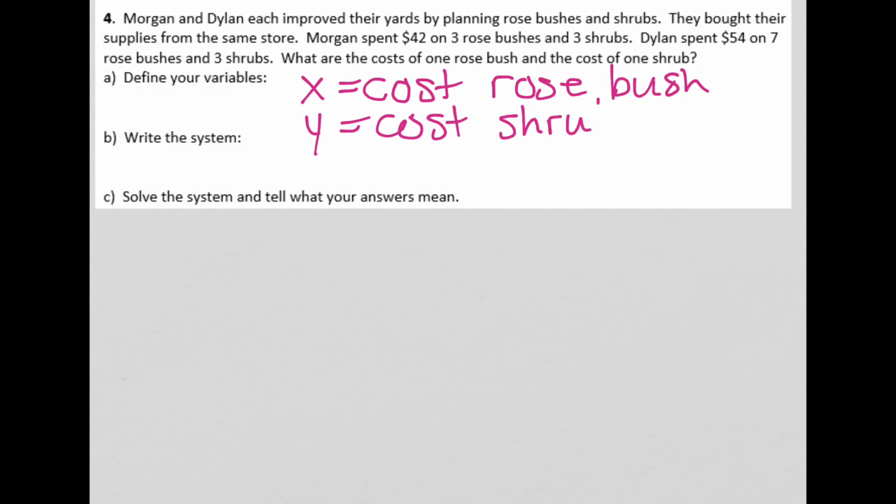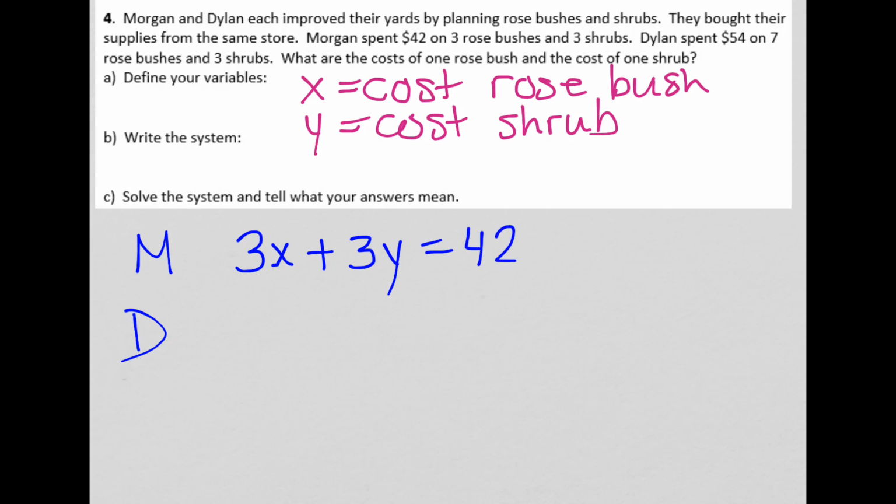We already know how many they bought. We want to know how much they cost. So we're going to have one equation that represents Morgan and one equation that represents Dylan. Morgan spent $42. She bought 3 rose bushes. How much was each rose bush? I don't know. That was what we called X, but she bought 3 of them. She also bought 3 shrubs, and we don't know how much the shrubs cost, so we called that Y. And she spent $42.